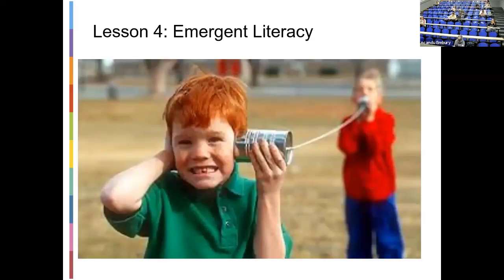In lesson 4, emergent literacy. So we define the concepts of language and speech development. We look at the factors that influence language development, and we'll unpack the whole language approach in depth here. And then finally, we examine listening and speaking delays.